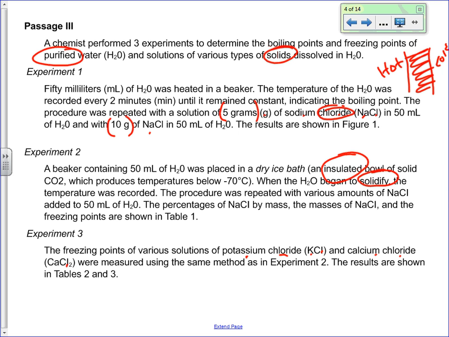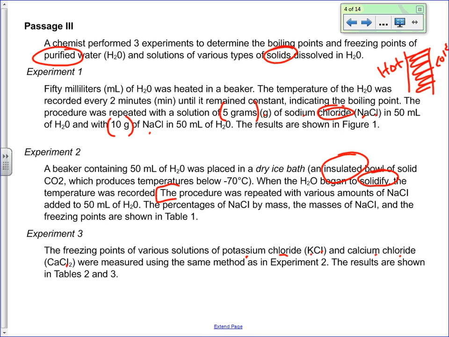All right, what did they then do starting here? So they did it with pure water initially, and then what did they start to do with the water that they were chilling? With different amounts of NaCl. All right, with different amounts of salt. NaCl is like the table salt you put on your food.